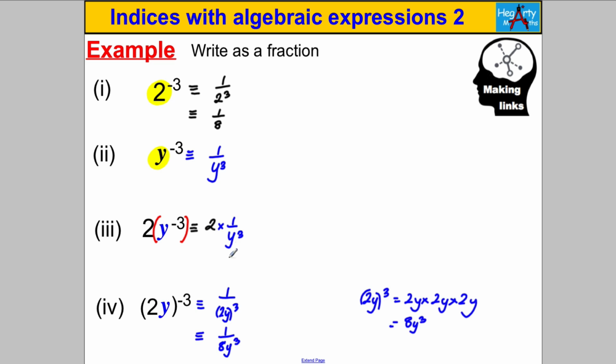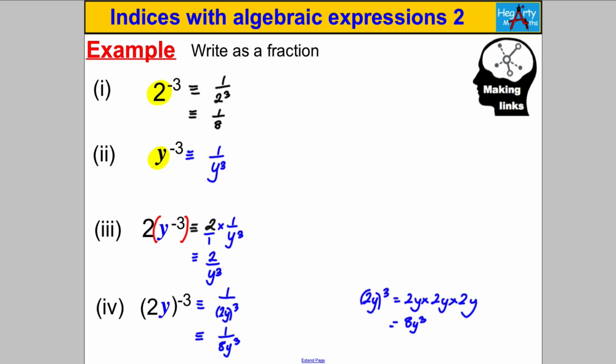And 2 multiplied by 1 over y cubed, well, that's multiplying fractions. Think of 2 as 2 over 1. If you multiply fractions, you multiply the tops. 2 times 1 is 2. 1 times y cubed is y cubed. And oh my, look how different these were from each other.